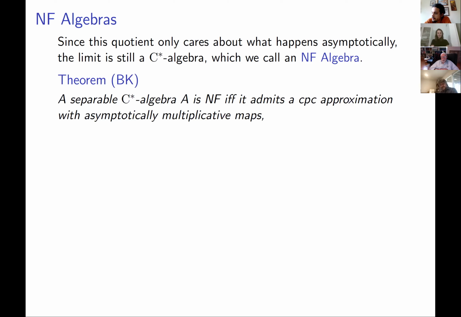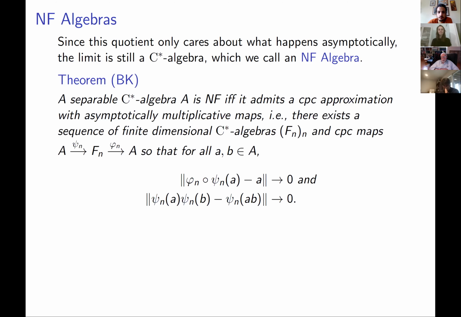So why do we care about NF C-star algebras? Well, here's one reason. Blackadar and Kirchberg showed that if you take a separable C-star algebra, it is NF, meaning it's isomorphic to one of these generalized inductive limits, if and only if it admits a CPC approximation with asymptotically multiplicative maps. So what do I mean by that? There exists a sequence of finite dimensional C-star algebras, Fn, not assuming that it's coming from that sequence that we saw before. In fact, that's a little bit too nice to work.